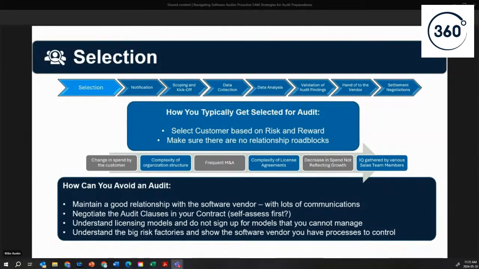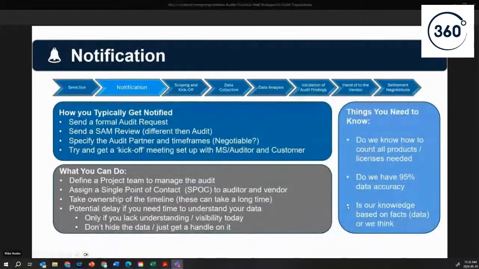So you need to make sure that you understand the licensing models and that you can manage them, that you have a way to track it and that you can communicate that to them. And then I suggest understanding the big risk factors and show the software vendors you have processes to control them, right? So if they know you're using Citrix, here's how we're controlling access to our users, right? So make sure that you understand what those risk factors are and you know how to communicate those back. But that takes a lot of talking to your vendor.